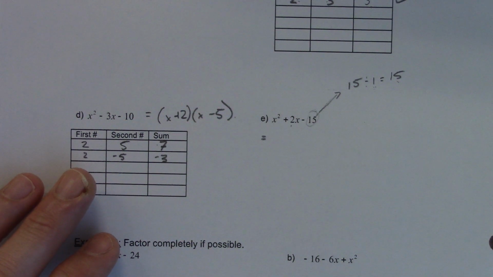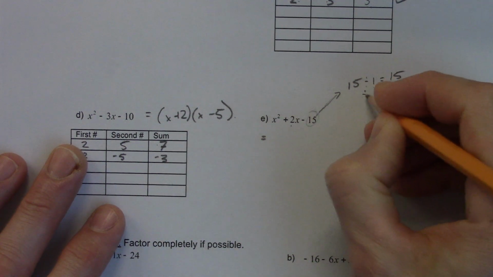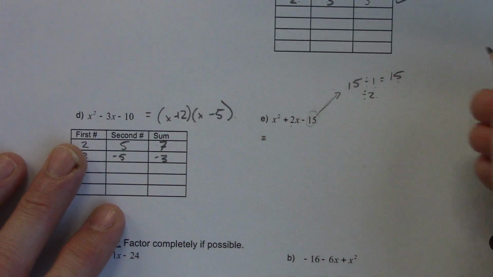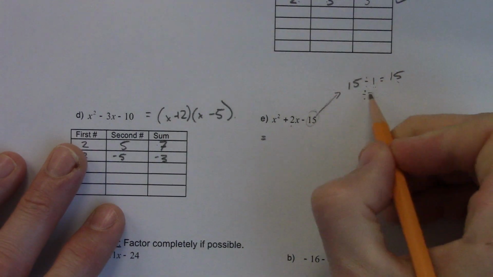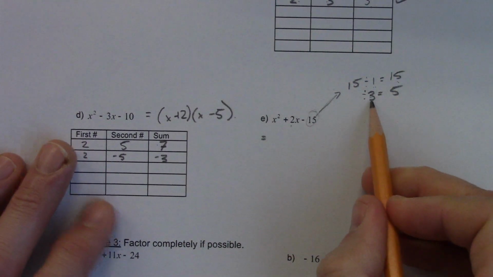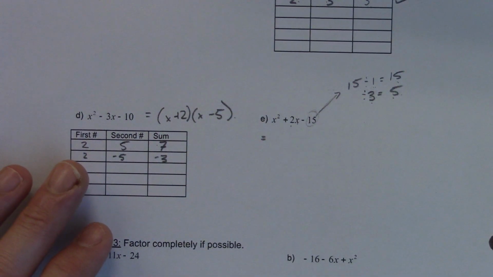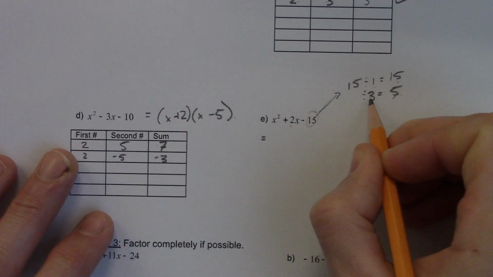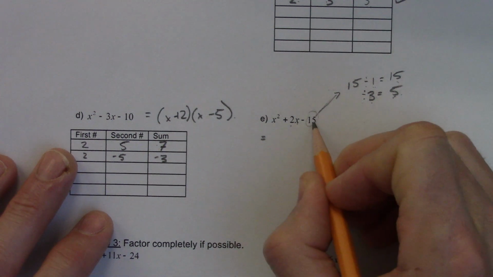No, I can't, right? Okay, so then I go to 2. 15 divided by 2 is not a whole number, it's 7.5, so that doesn't work. So we'll go 15 divided by 3, which is 5. Is there any way to use 3 and 5 to get to 2? Yeah, there is, right? Because 5 would have to be positive and 3 would have to be negative, and you get negative 3 and 5 gives you 2, with a product of negative 15.